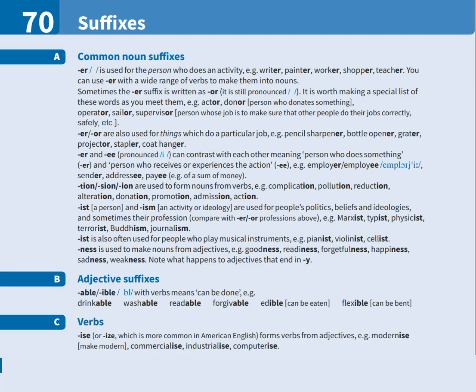C. Forming verbs with -ize and -ise. The suffix -ize can be added to adjectives or nouns to form verbs. For example, modernize means to make something modern. Other examples include commercialize, industrialize, and computerize. The spelling -ize is more common in American English, as in modernize and industrialize.